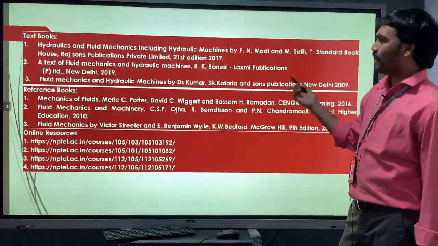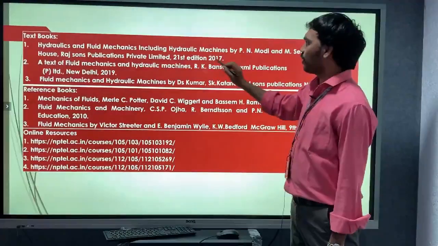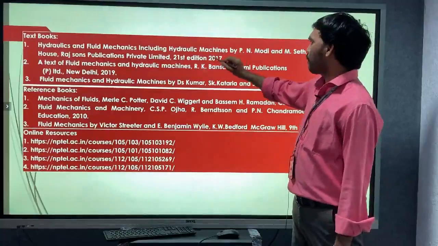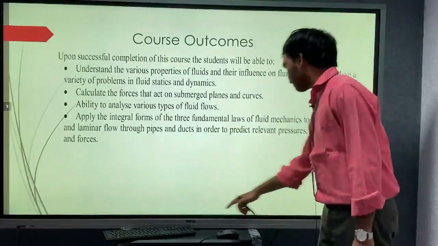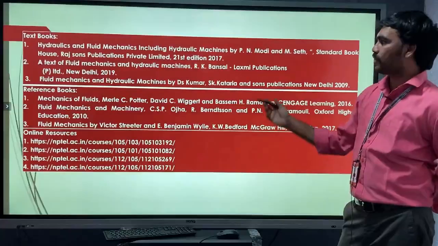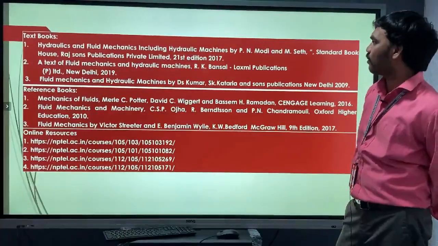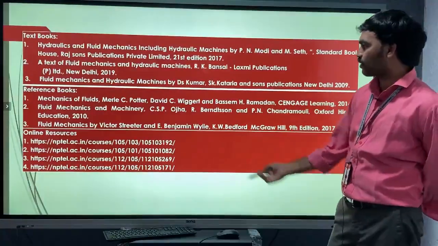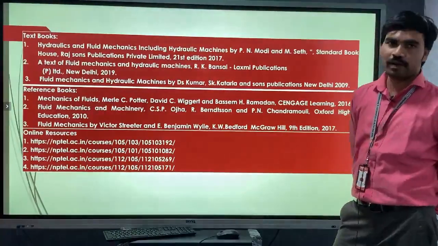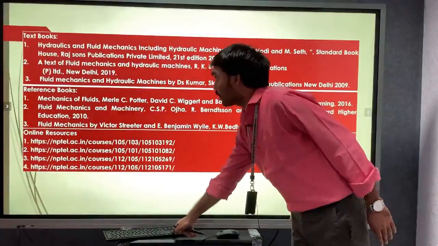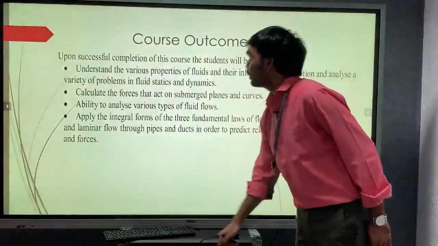So these are the textbooks we are going to refer. You can study Hydraulics and Fluid Mechanics, including Hydraulic Machines by P.N. Modi and Seth, and also A Textbook of Fluid Mechanics and Hydraulic Machines by R.K. Bansal. These are some reference materials, and I will also try to provide some online resources from the NPTEL courses, so there you can get more information about this subject.